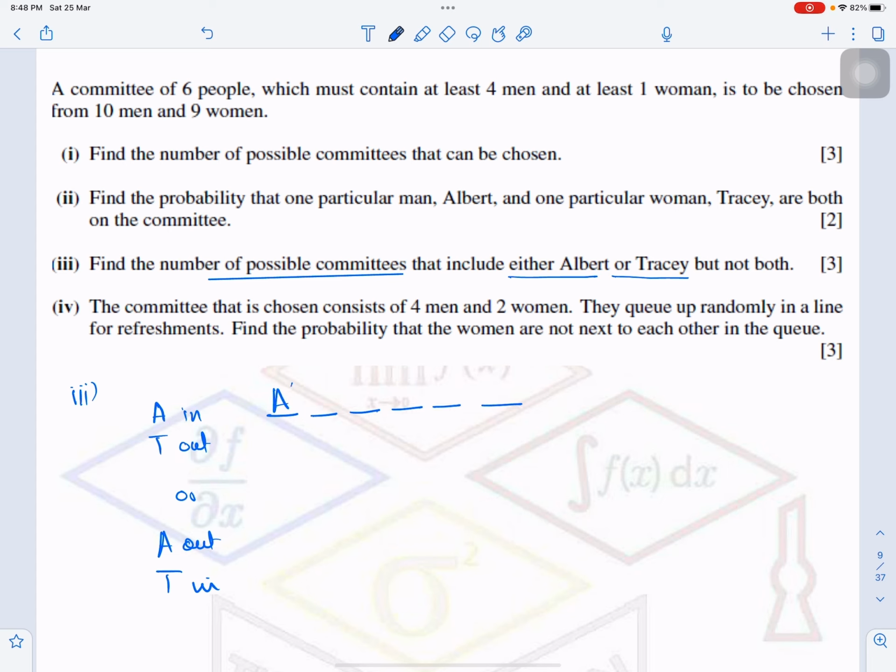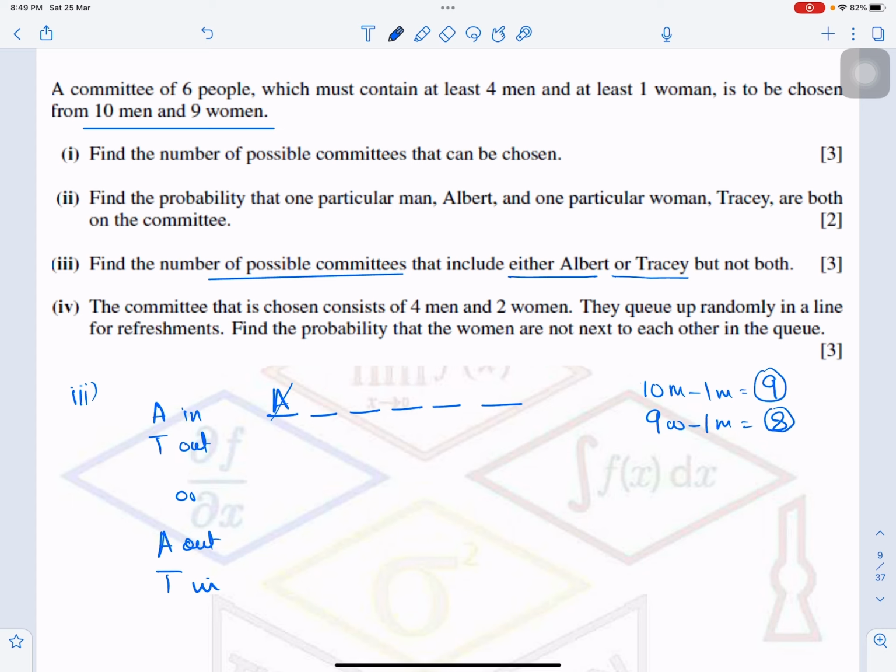Now Albert is in. Okay, so now we had here 10 men. So from 10 men, 1 is minus. Reason is Albert is in, so remaining men are 9. Similarly Tracy is out, so total women were 9. It was written here in the question, first line. So from 9 women, Tracy is out, so remaining women are 8. So now we will make our selection from here.